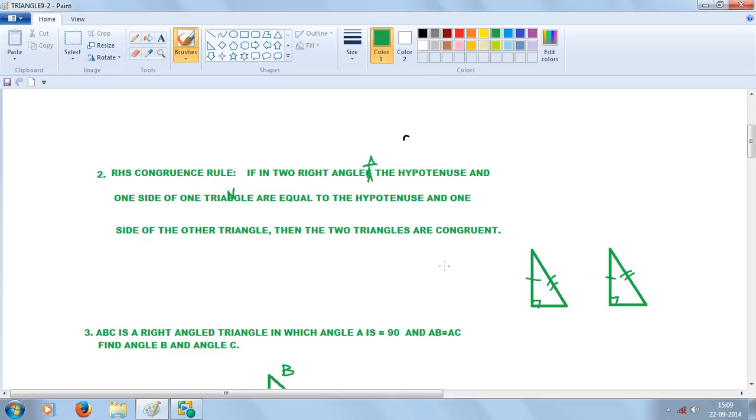If in a right angle triangle the hypotenuse and one side of one triangle are equal to the hypotenuse and one side of the other triangle, then the two triangles are congruent.